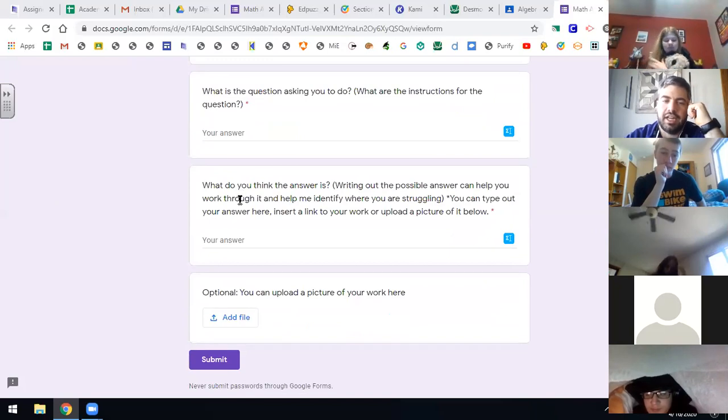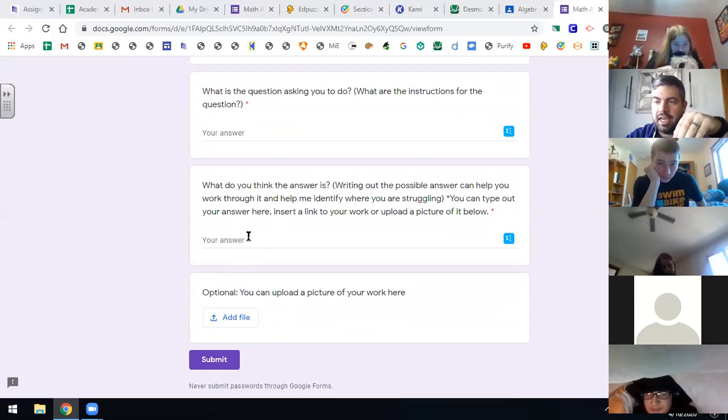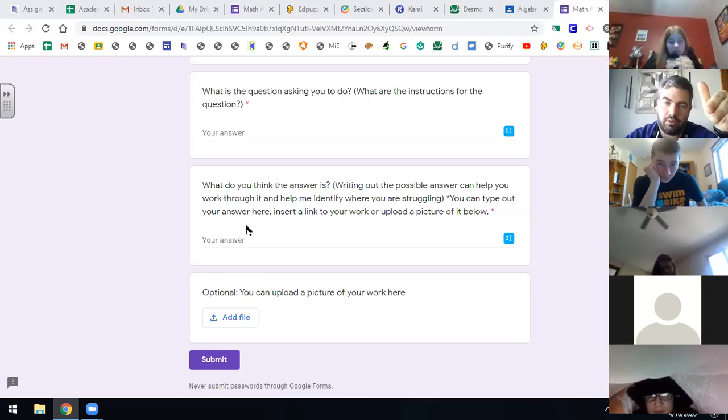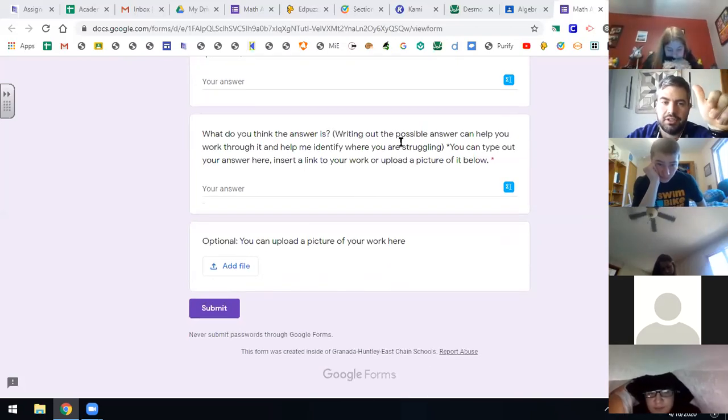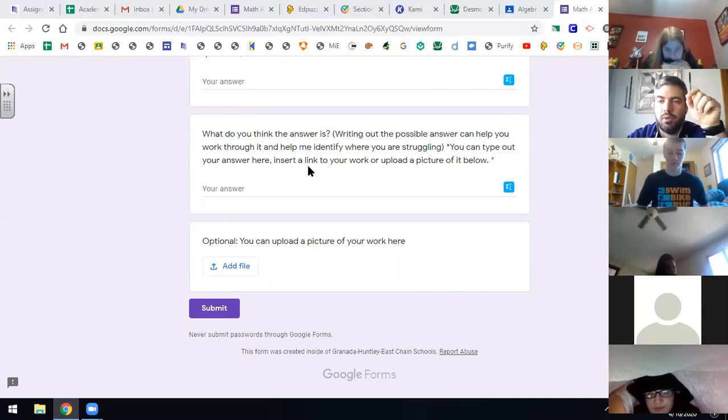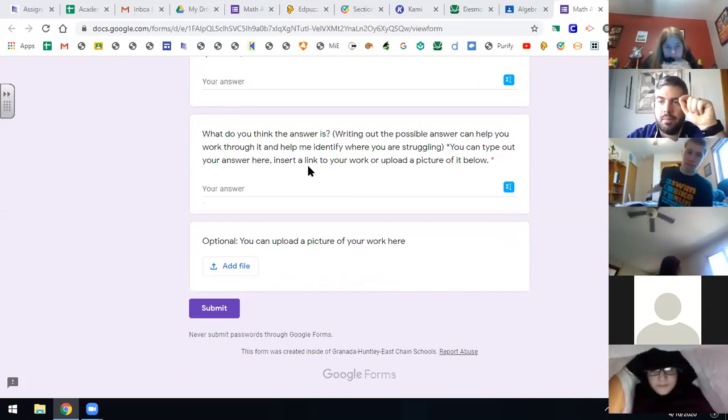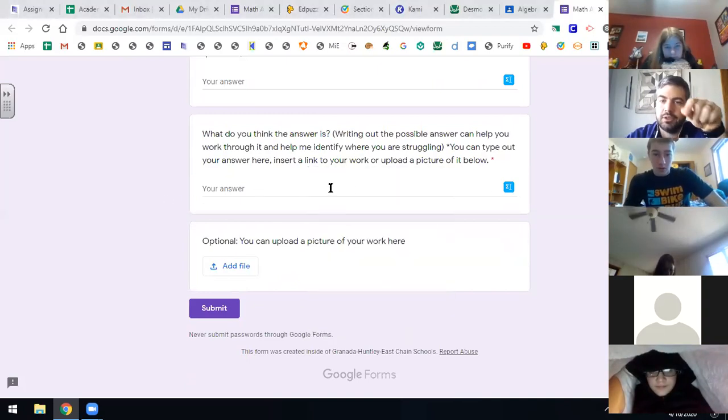Then here's the next part that I'm going to be expecting a little bit out of you. It says, what do you think the answer is? And so you could literally, if you tried it out, write out the problem and you get an answer, even if you are 80% sure it's wrong, at least write it down for me. And it says right here, writing out the answer can help you work through it and help me identify where you're struggling. So if you were to write it out and you get the wrong answer, but you know as well as I do that math teachers have this weird ability to look right at a problem and see what went wrong, right? And so that's what I'm going to ask you to do.